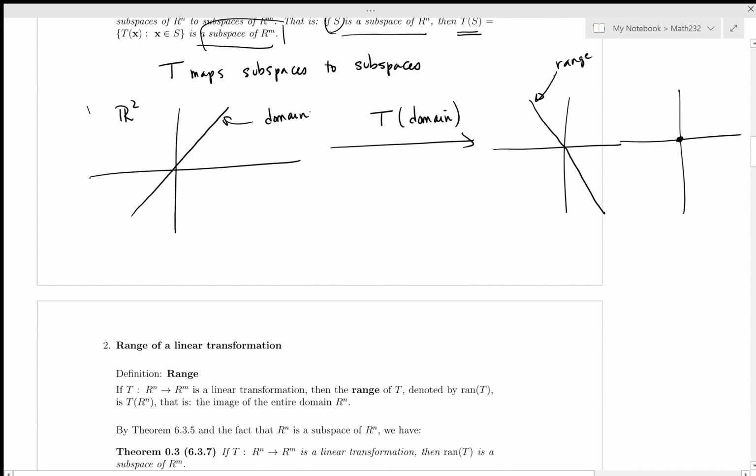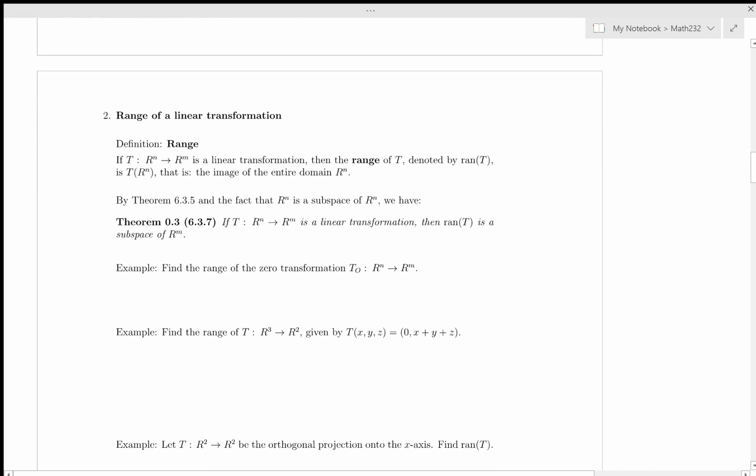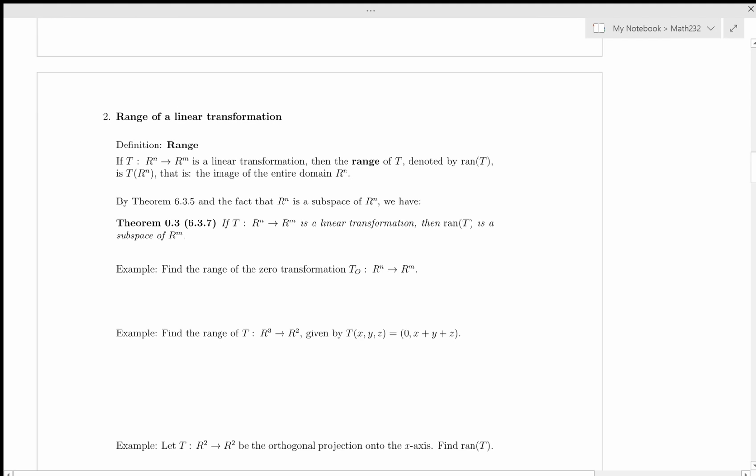Okay, so we've brought in this word range, without being completely rigorous yet. So let's fix that. We want to know, what is the range of a linear transformation? The range is, well, we're going to denote it by this symbol here, ran of T, and it is the image of the entire domain. Recall from earlier that the range is a subset of the codomain.